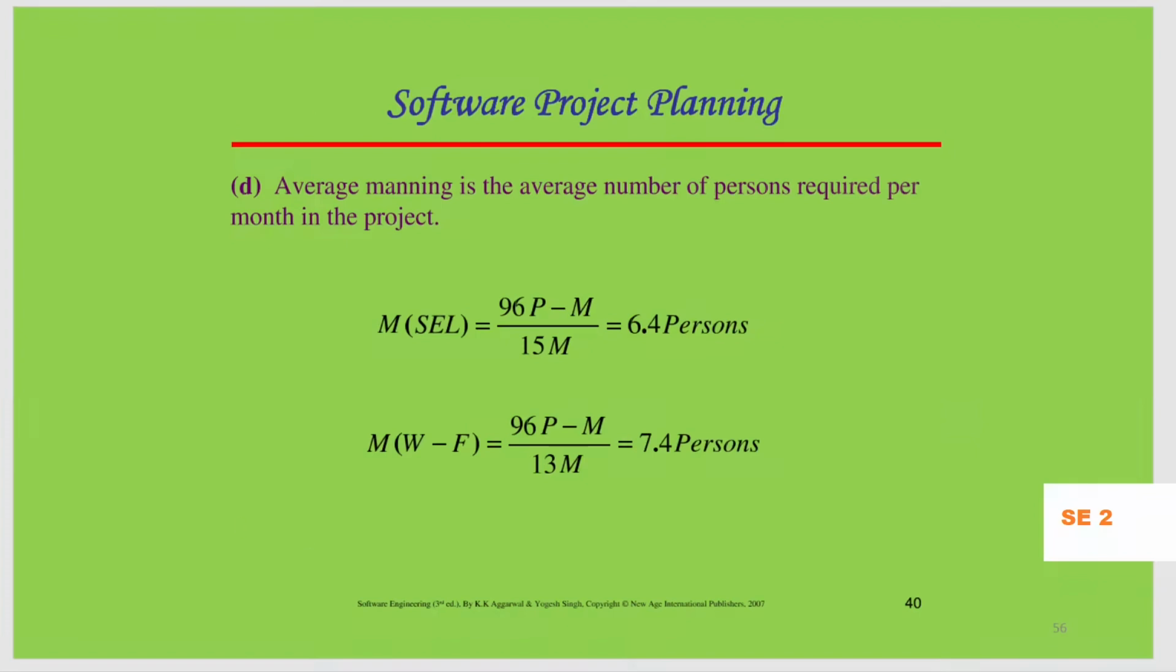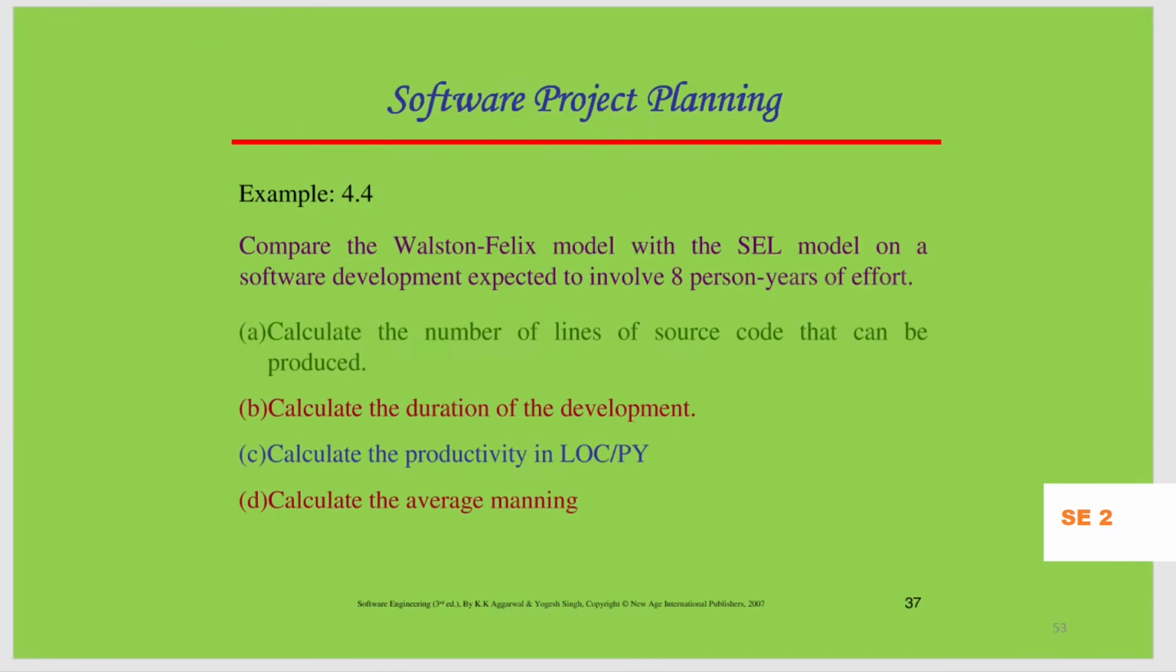So, this is an example. That's what we did. We compared the Walston and Felix model and the SEL model on a software development expected to involve 8 persons. We took the number of lines of source code that can be produced, calculated the duration, the productivity, and the average manning. Okay, so that's all for this part of your software engineering series, part 4.